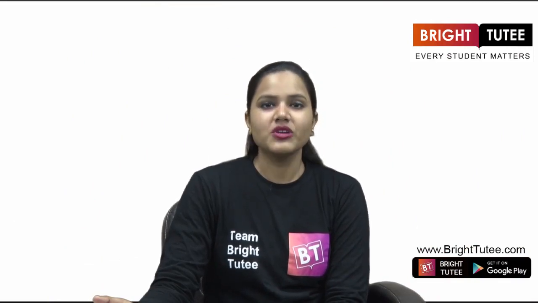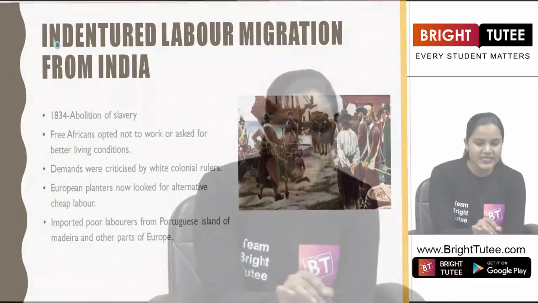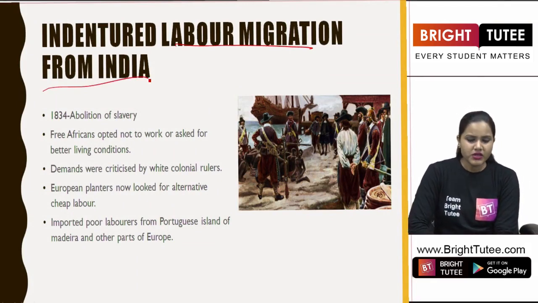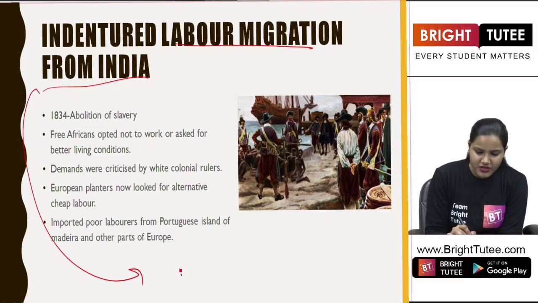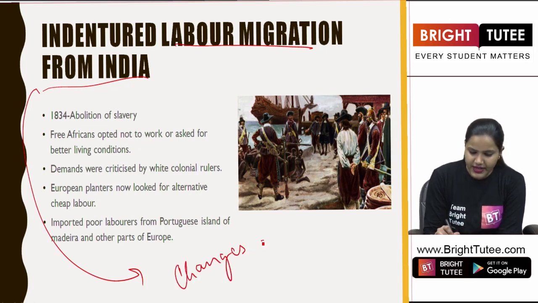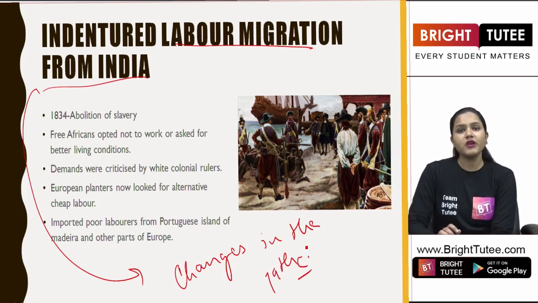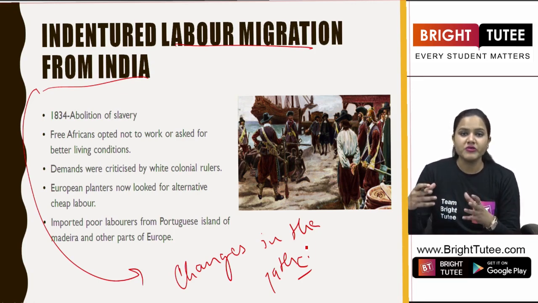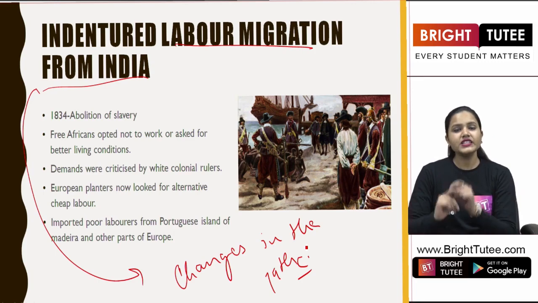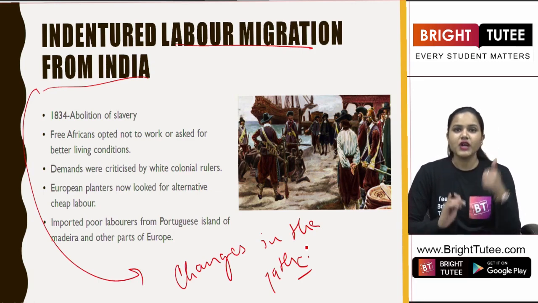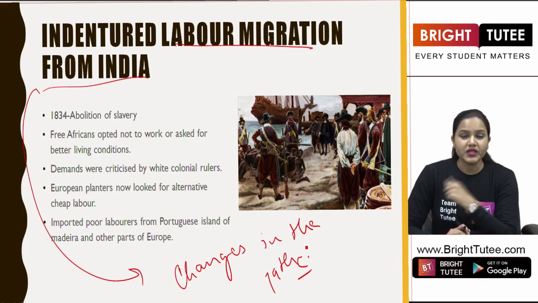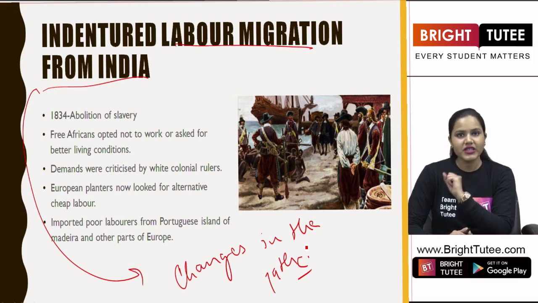Hello everyone. So let's start our new topic here, that is indentured labor migration from India. Now students, before this we have learnt about the changes that happened in the 19th century, in which we talked about the three types of movements or flows according to the economists that they thought was happening in this international exchange, right? So that was the flow of labor, flow of capital and flow of trade, right? So we have learned about that.